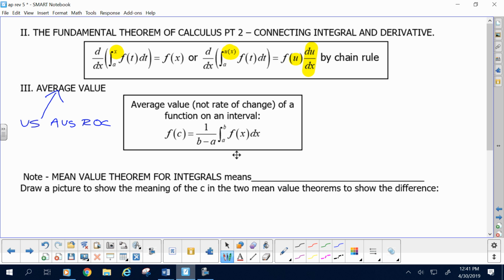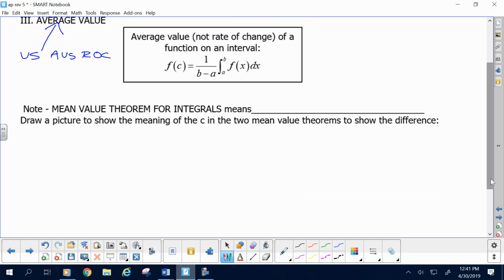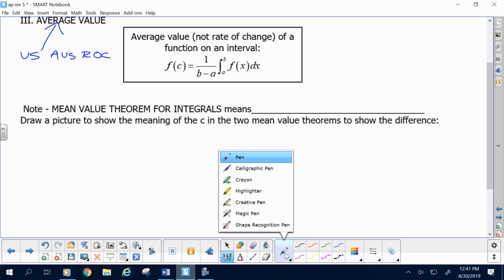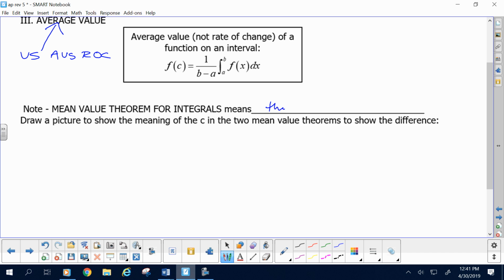They don't usually on the AP test throw you some crazy vocabulary test. Mean value theorem for integrals versus mean value theorem. But mean value theorem for integrals means there is a place, there is an x equals c where the average value is made.